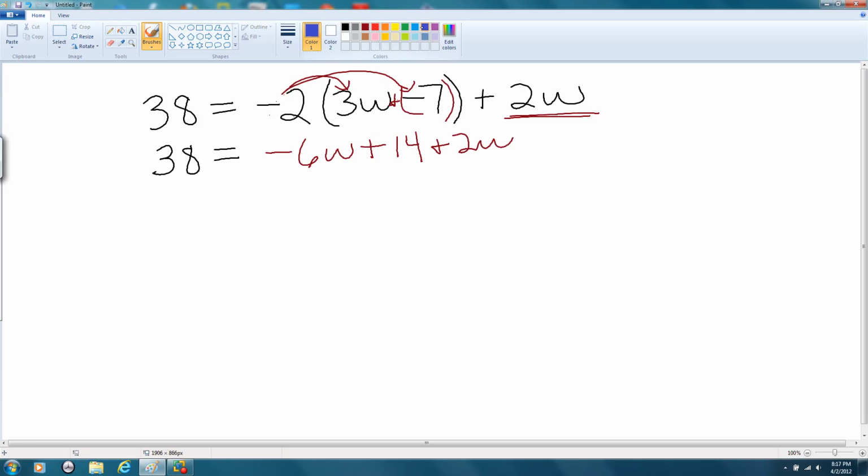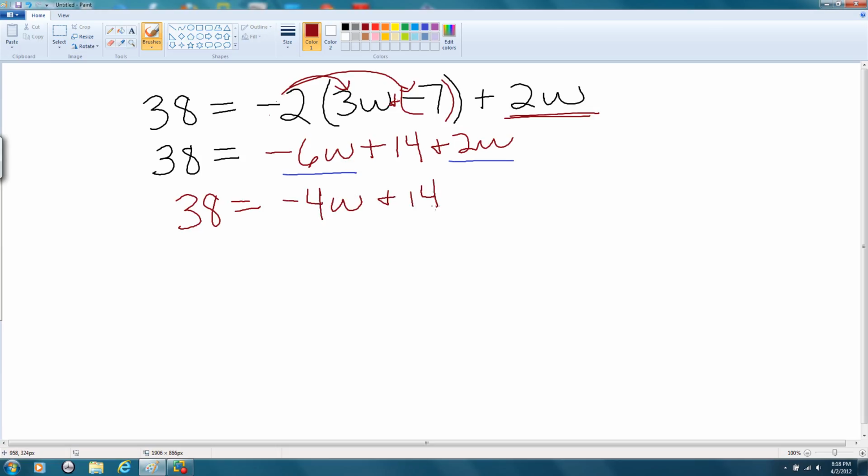Now, I have some like terms I can combine, because I have a negative 6w there and a 2w there. So I can go ahead and combine those like terms. Again, I write down the entire equation as I'm simplifying each time. So negative 6w plus 2w is a negative 4w plus 14.